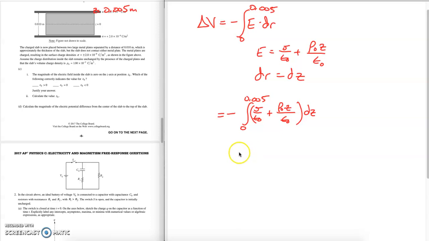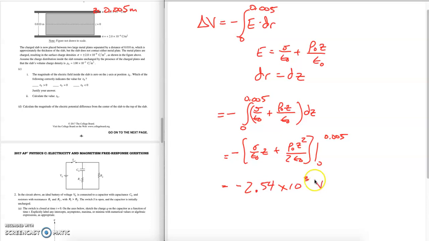And we're going to get a minus, sigma over epsilon naught z plus rho naught z squared over 2 epsilon naught. And we're going to go from 0 to 0.005. And when you plug in all of those numbers, you're going to end up with negative 2.54 times 10 to the 3rd. And this now is not volume, this is volts.